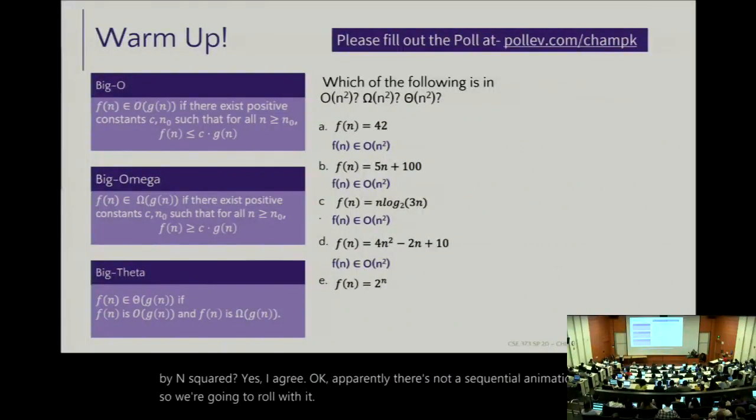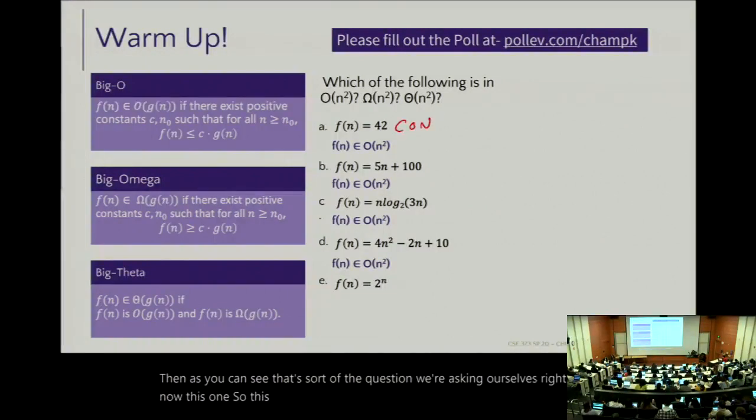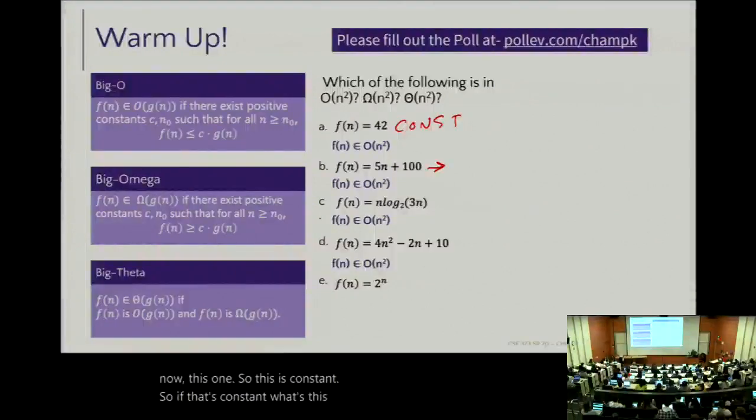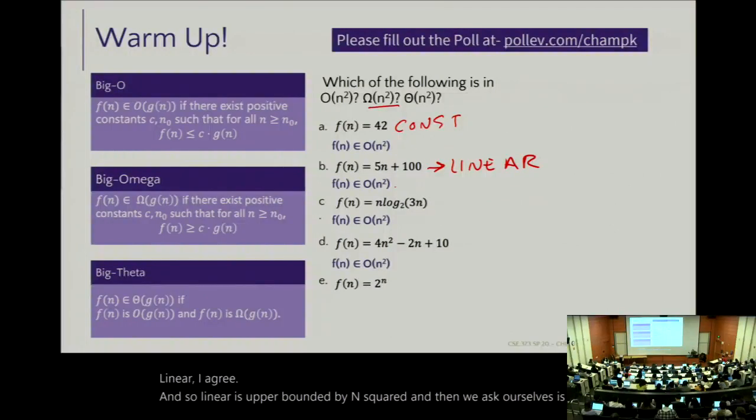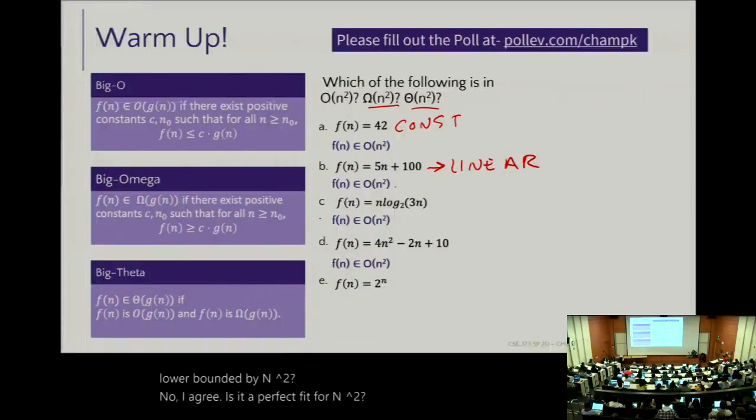Then as you can see, that's the question we're asking ourselves, right? So now this one, so this is constant. So if that's constant, what's this equation? Linear, I agree. And so linear is upper bounded by n squared. And then we ask ourselves, is it lower bounded by n squared? No, I agree. Is it a perfect fit for n squared? I agree.